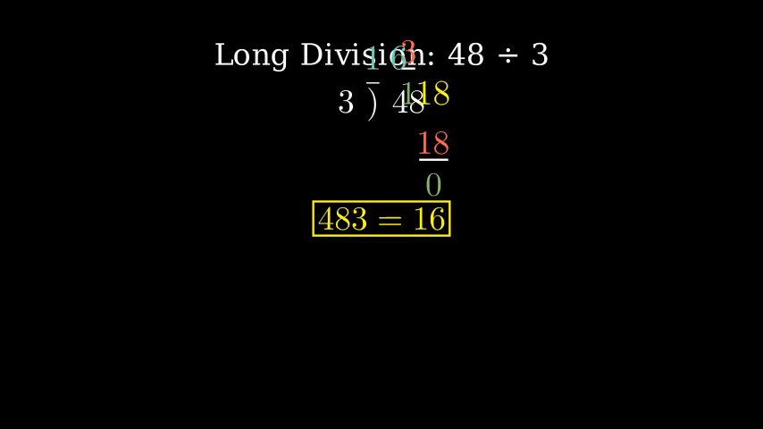Let's quickly recap. We divided step by step, first seeing how many times 3 goes into 4, then bringing down the 8, and finally dividing 18 by 3. Each step helped us arrive at our final answer of 16.